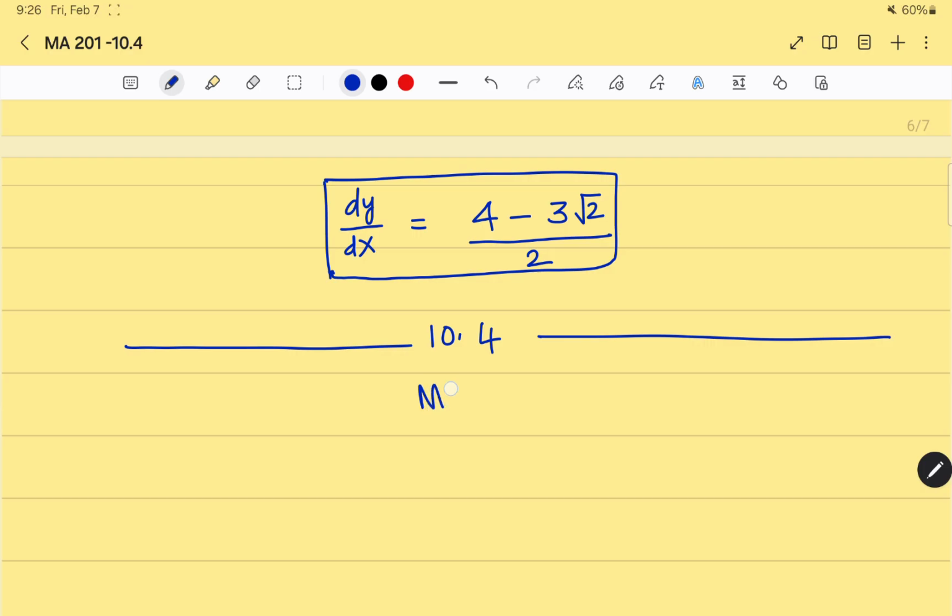Also, it finishes your module 1, which is parametric equations.